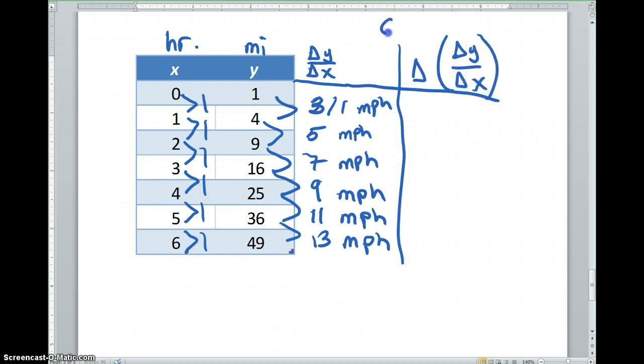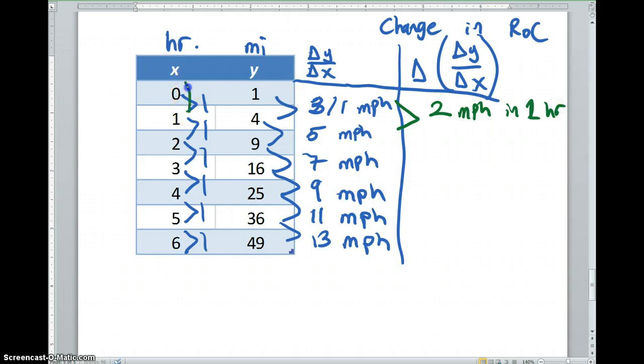So sometimes we call this the change in the rate of change, or the change in the slope. So what I'm going to do is look at the changes in all of these speeds. If this is miles per hour, then from one hour to the next, my speed increases. And how much does it increase by? Well, it increases by 2 miles per hour in 1 hour.